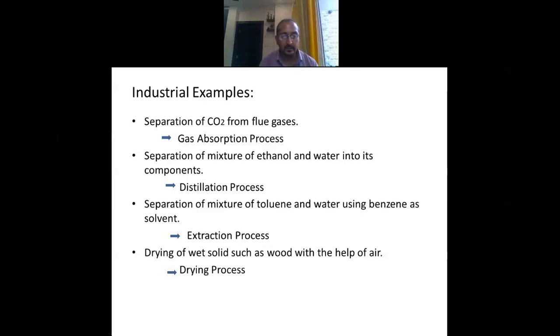Another industrial example is drying of wet solid such as wood with the help of air. For that we will require a process called the drying process. Drying is usually removal of moisture from a solid material by using air as a medium.